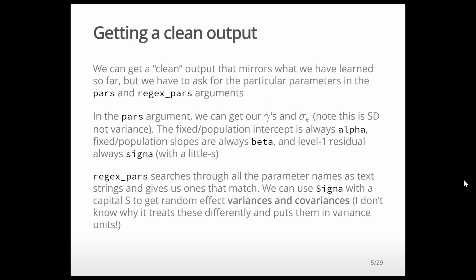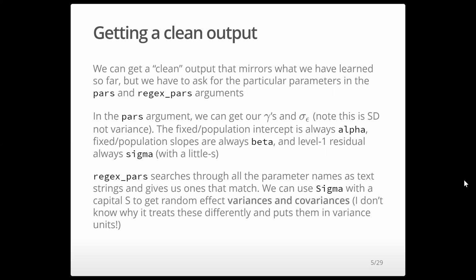To get a clean output that mirrors what we've learned so far, we have to ask for the particular parameters that we want with the pars and regex_pars arguments. In the pars argument, we can always get our gammas and our sigma epsilon. Note this is standard deviation, not variance.